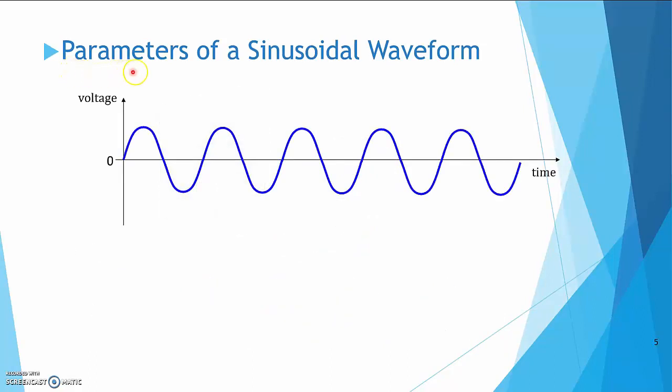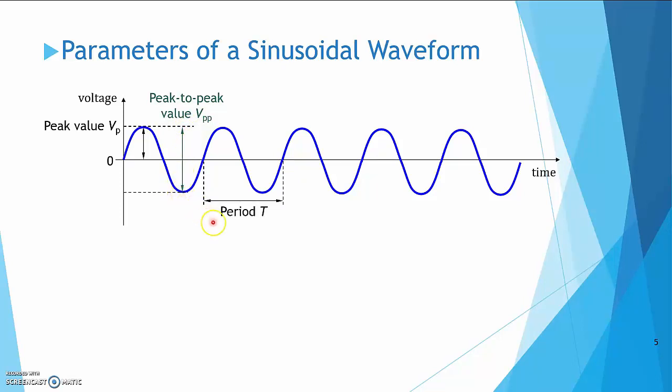There are a few important parameters which show how one sinusoidal waveform is different from another sinusoidal waveform. The first parameter is the peak value, labeled as V peak. It is equal to the maximum voltage of the sinusoidal waveform. The variation of peak value is the peak-to-peak value. It is the difference between the maximum voltage and the minimum voltage.